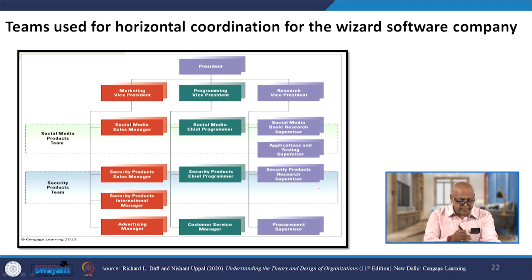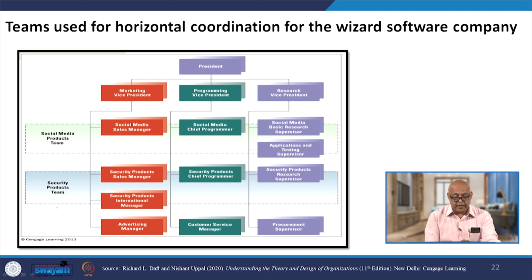Now, this is a social media product team, and this is a security product team. The social media team includes a sales manager, chief programmer, social media basic research supervisor, and applications and testing supervisor. So, this is integrating marketing, programming and research. Here in this structure, this is used for horizontal coordination in the Wizard software company.